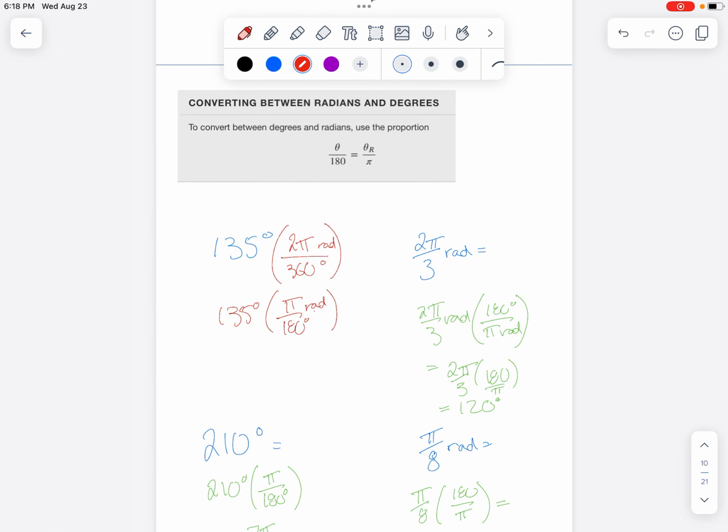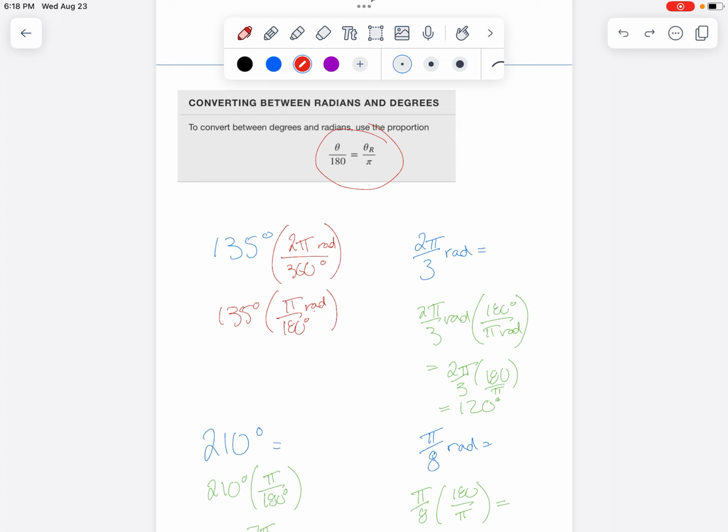Quickly converting between radians and degrees. Here's the formula that they have in the book. Theta is theta radian, or the angle in degrees. The theta r is the angle in radians. But what I like to think about, rather than that formula, is this conversion, like I've got here.